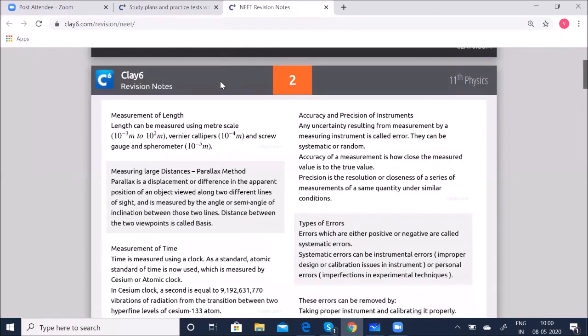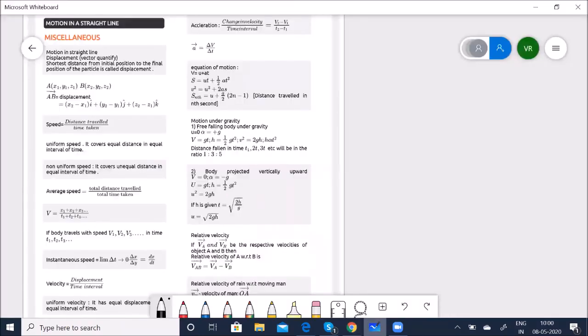Now today's chapter, I'm going to go with motion in a straight line. Basically, both motion in a straight line and motion in a plane come under one chapter called kinematics. Kinematics is a branch of mechanics. It deals with the study of motions of objects without considering the cause of motion. So here we are going to see both when an object is at rest and when an object is in motion.